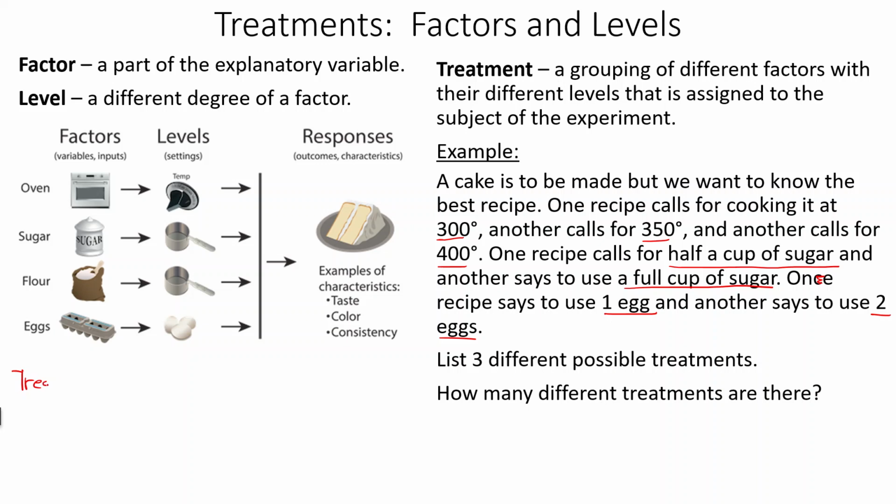So a treatment here, we'll call it treatment 1, would be 300 degrees, half cup of sugar, and I'm just choosing the first one here, 1 egg. That would be a treatment, all of those together. Another treatment would be any other collection of those factors. So treatment 2 would be, say, 350 degrees. We could still go with half a cup.